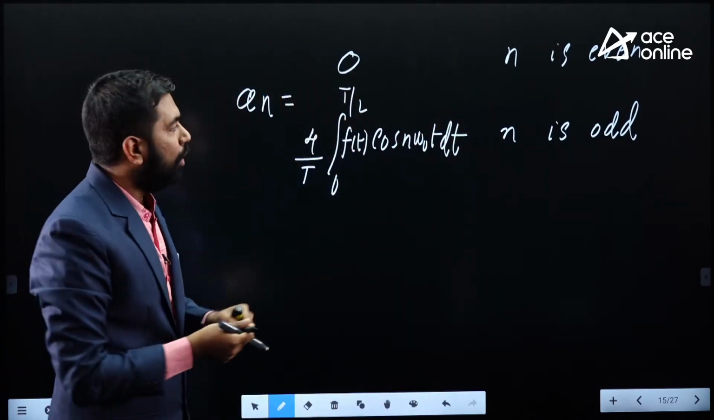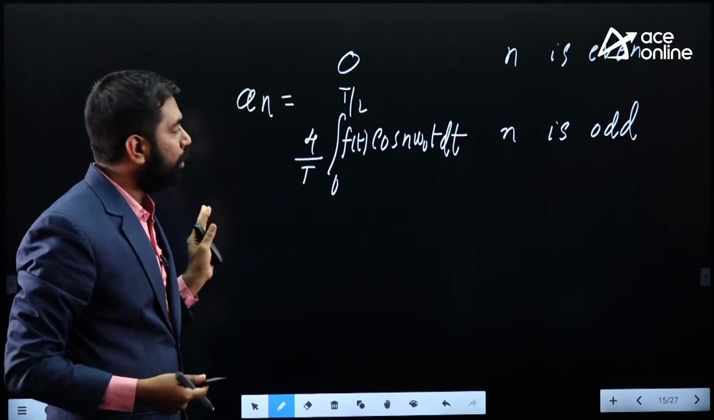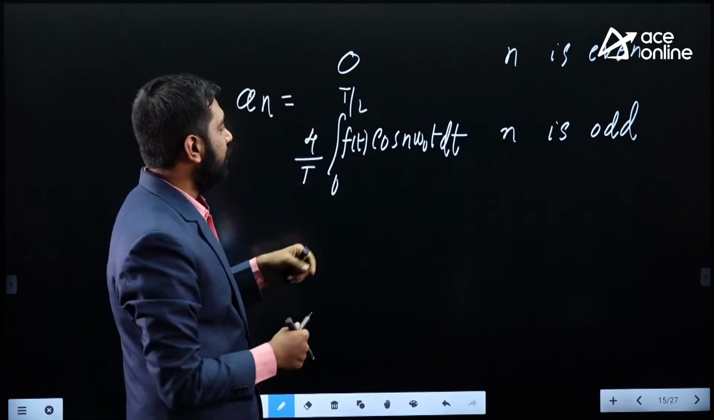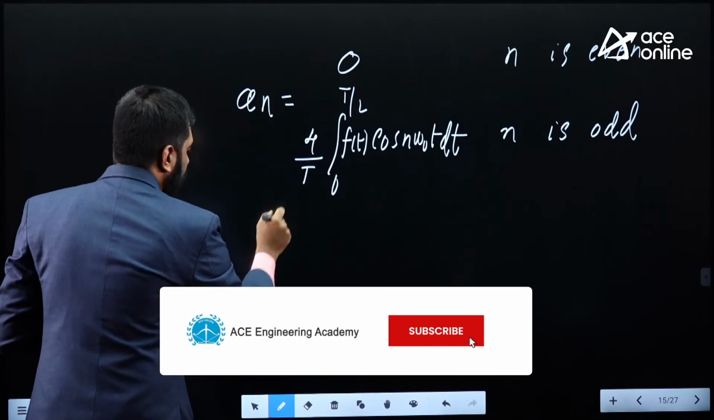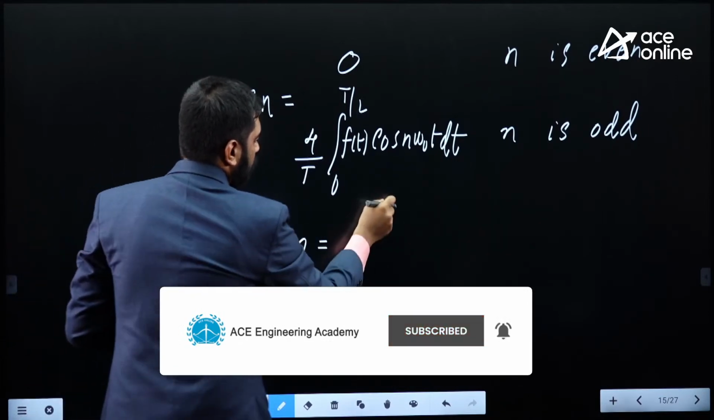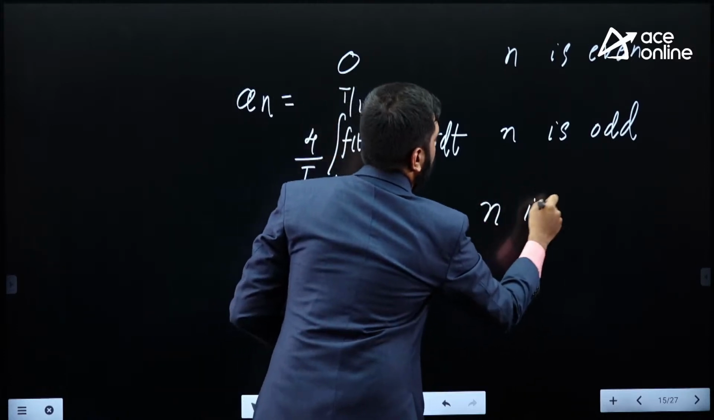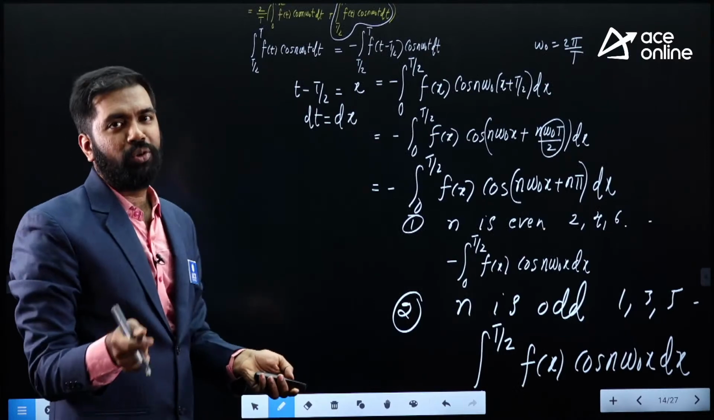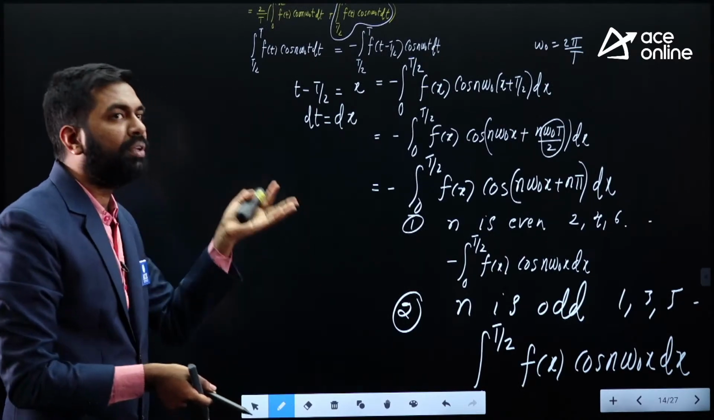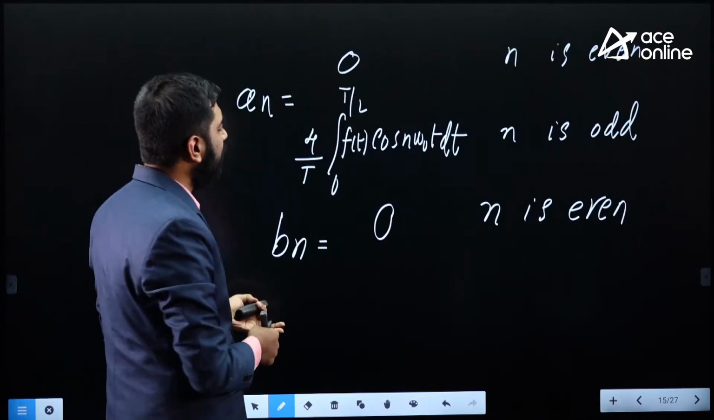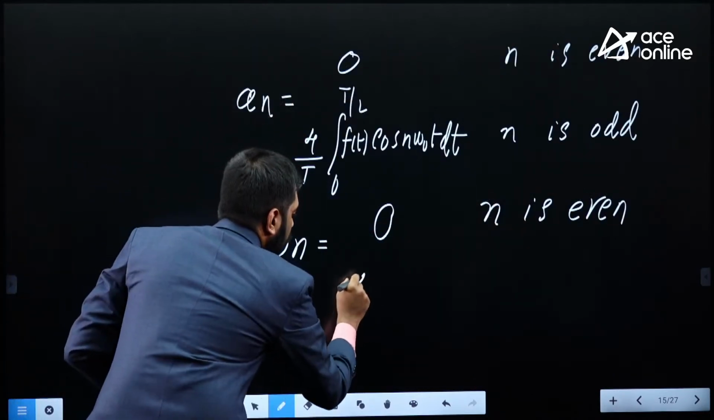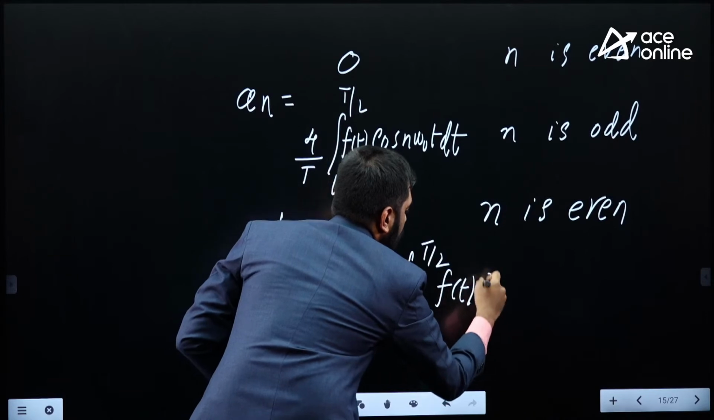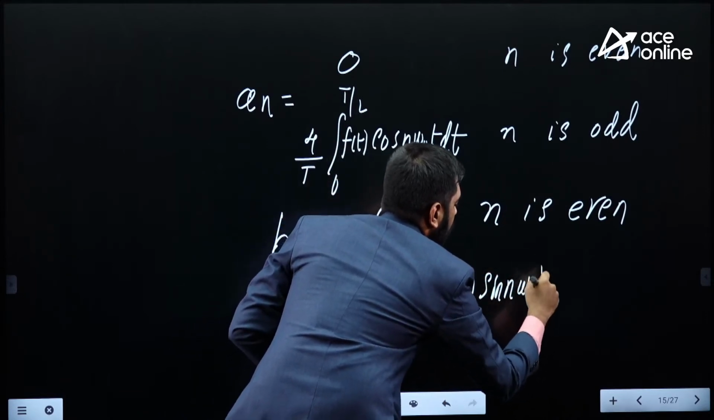So it's very clear that all the even harmonics are vanishing, cosine even harmonics, and then we have only the odd harmonics. The same observations can be seen for Bn. So what's happening for Bn? Bn will also be like this. So it's 0 whenever n is even. Now what you can do is, in this derivation process, wherever there is cos, you can put sine, and then you will see the same results. So the value of Bn would be 0 whenever n is even, and it is 4 by t, 0 to t by 2, f of t sine n omega naught t dt.